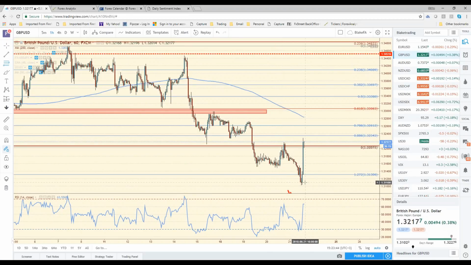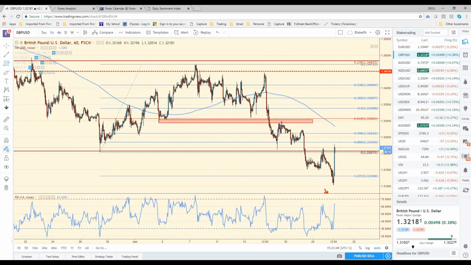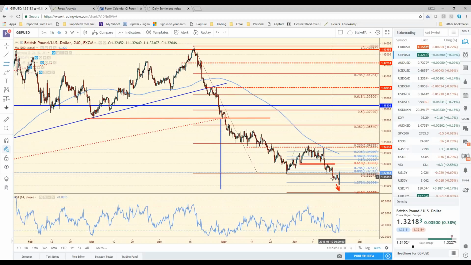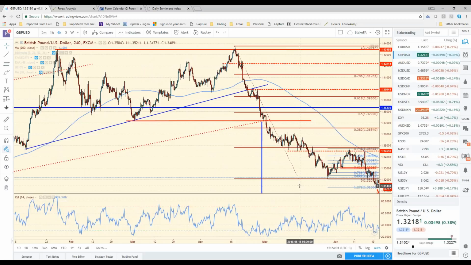I missed the cable because I didn't want to play it while it was below 132. You know, we've been in a downtrend. We've been looking for the pound to continue to break down even overnight before we had this pop up to 132. We were expecting a move down to the 127% extension at 131, 131.30.